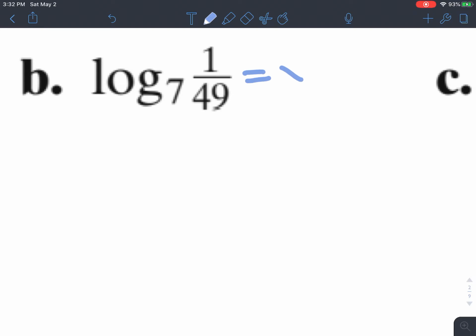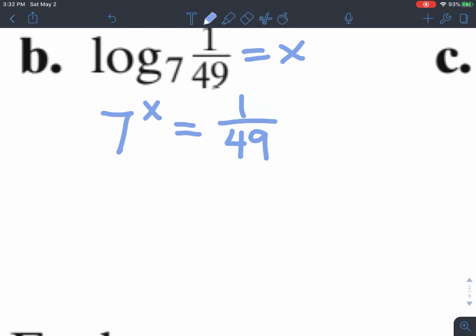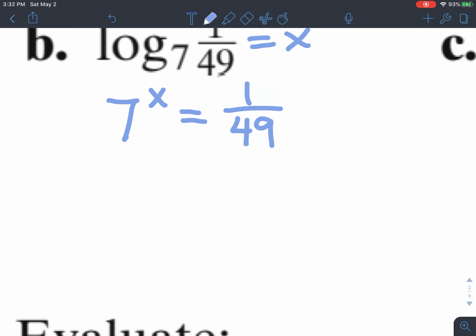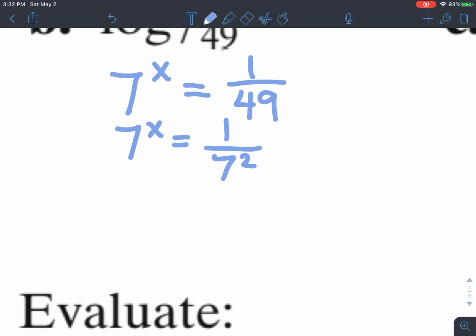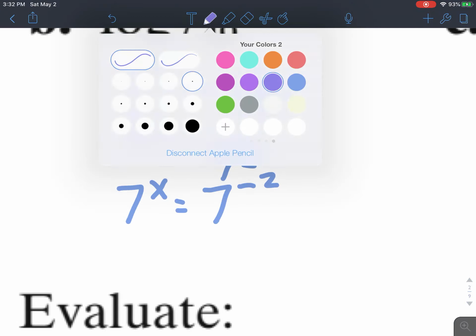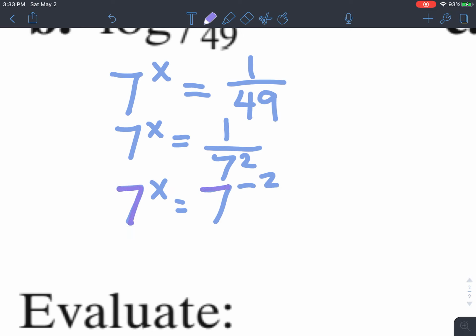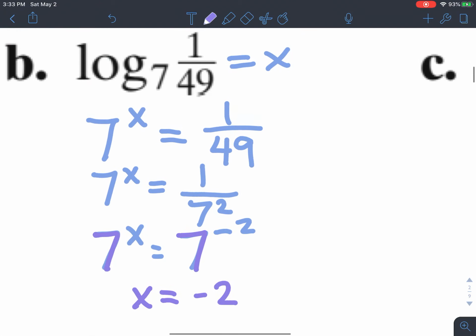So let's say this equals x, and we'll change it to 7 to the x equals 1 over 49. Is there some way I can make this 49 into a 7? Of course, I can make it 7 squared, but it's really 1 over 7 squared. Because 7 squared is on the bottom, I could change that to 7 to the negative 2. Now the bases are the same, and if that's true, then the exponents are equal. So log base 7 of 1 over 49 is negative 2.